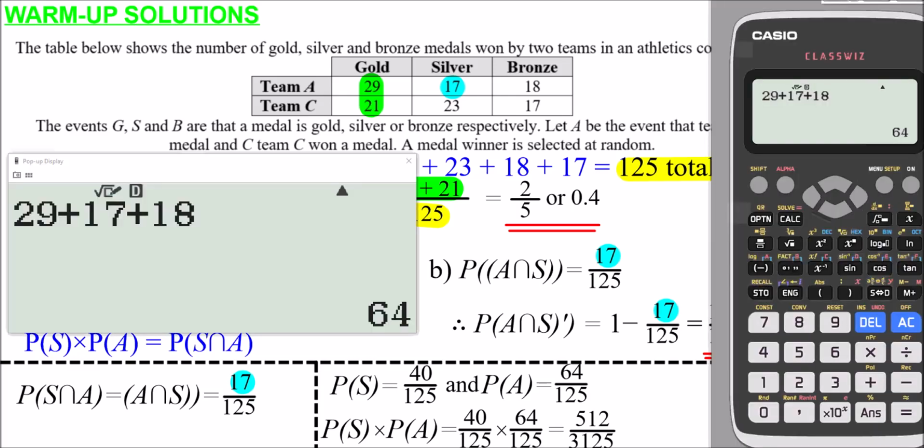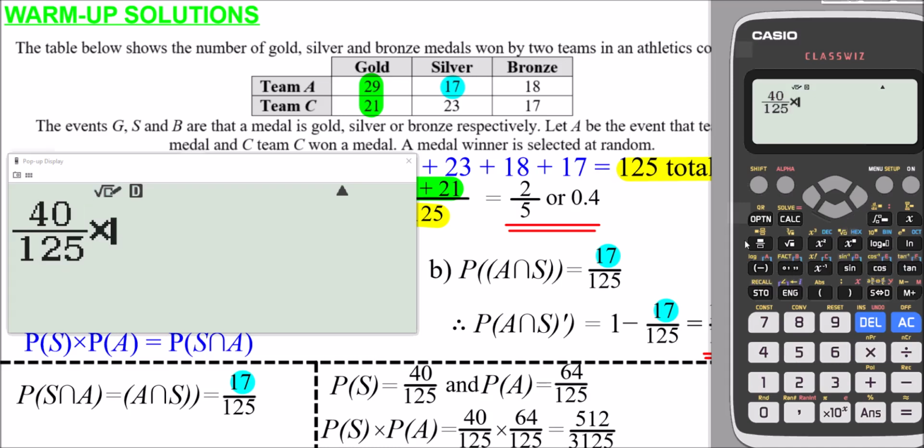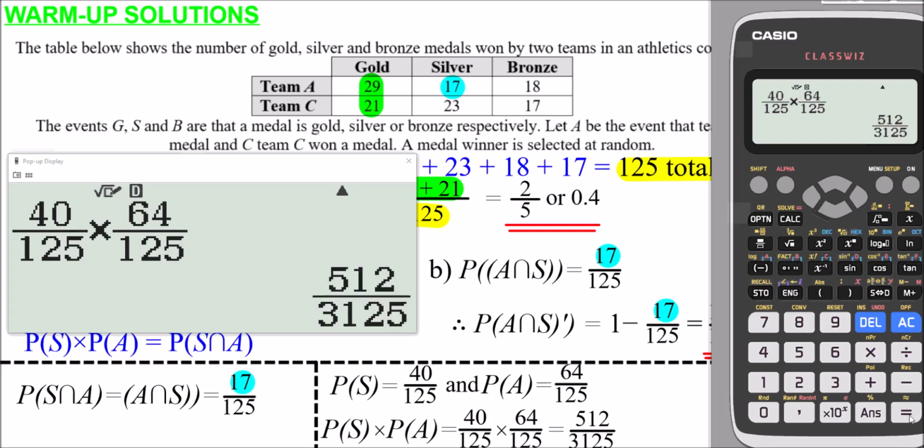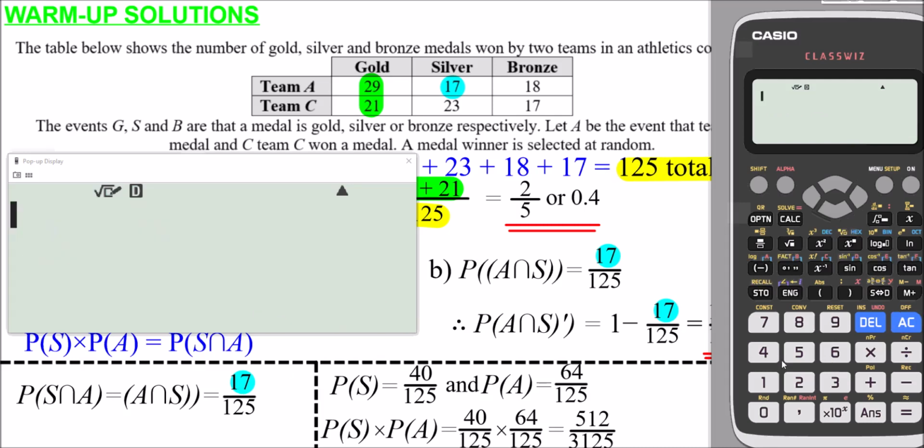So if we just try this now, just to show that it is actually that, we get 40 over 125 multiplied by 64 over 125. And it gives us, like I've said, this value here, which as a decimal is 0.164-ish. And this one here, which it needed to be the same as, it's not, because 17 over 125 gives us 0.136. So they're quite similar, but definitely not the same.